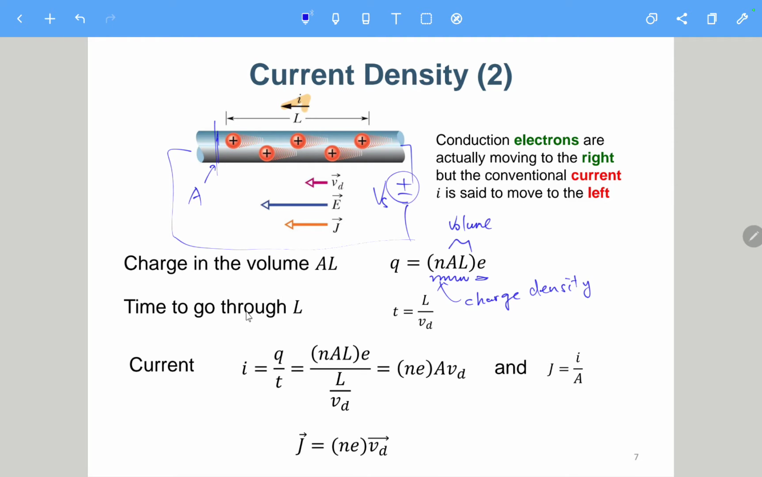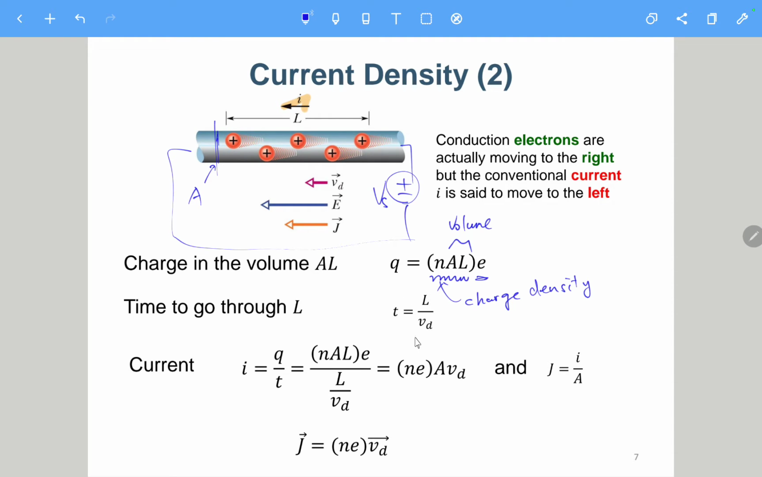Okay, so here we have another equation: this is the time it takes a charge to go from here to here. The length L divided by the average velocity Vd will be the time a charge takes to go from this point to that point.